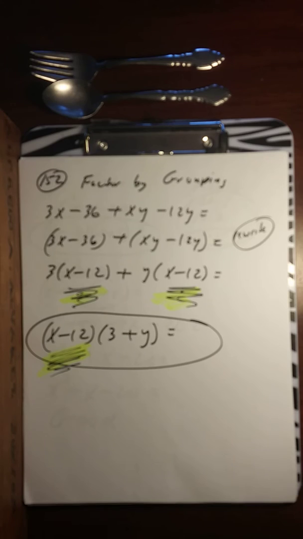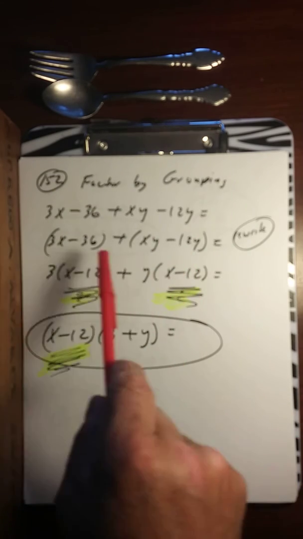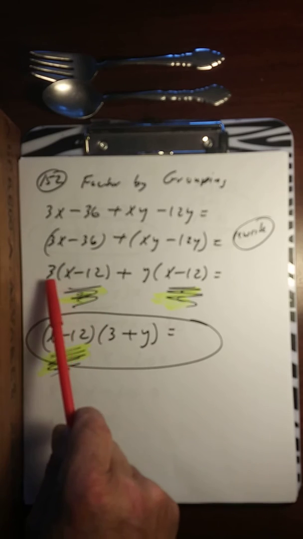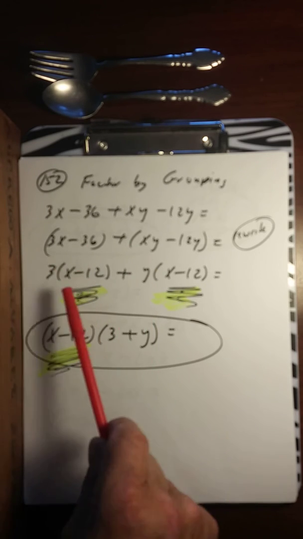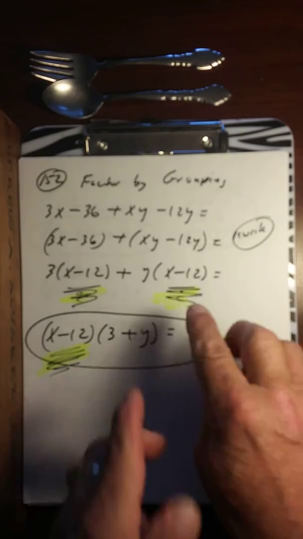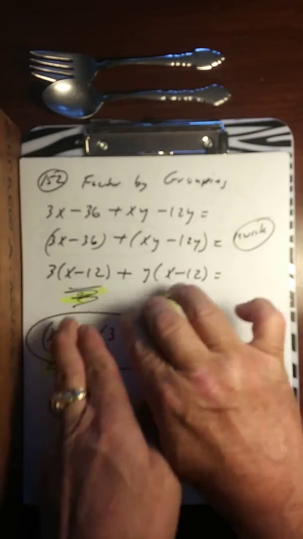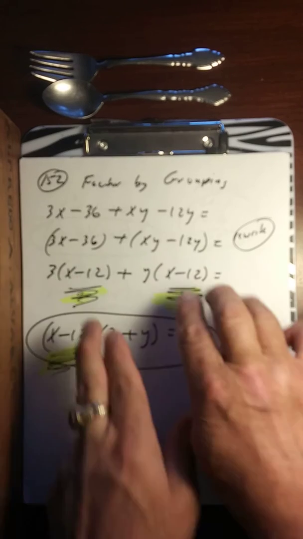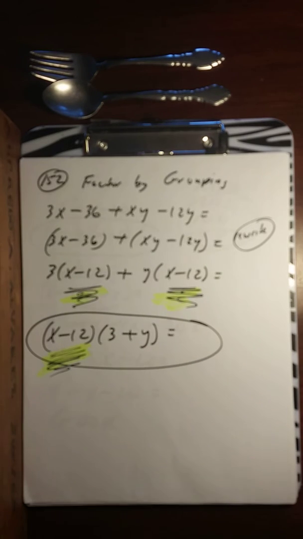All right, factor by grouping again. Same thing, group them together. First 2, second 2. So now factor out 3, factor out a y. So now you have x minus 12, x minus 12 there. We can take these out right here, factor them out. And what's going to be left over is 3 plus y. X minus 12, 3 plus y. Right there. You see it?